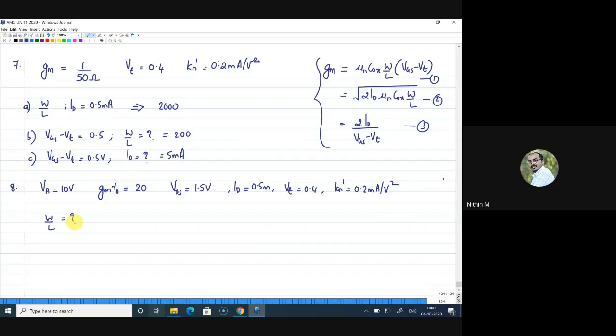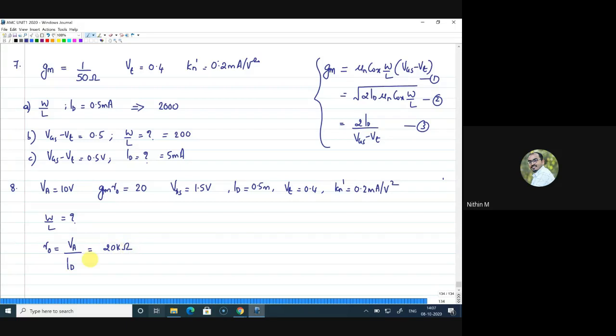Very good. Since you know r0, from the intrinsic gain you can get gm. Very good. Then use the equation of gm to find W by L. Very good, Karthik. Yes, r0 is VA by ID, which is 20 kilo ohm.